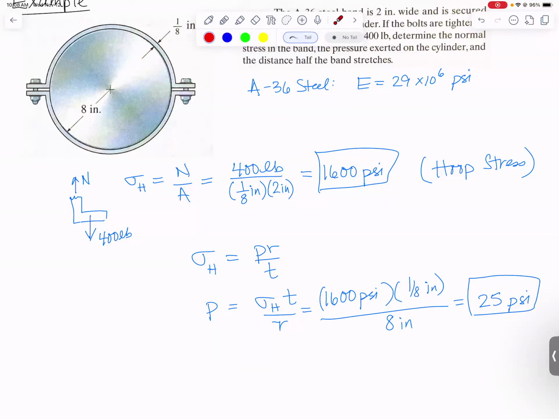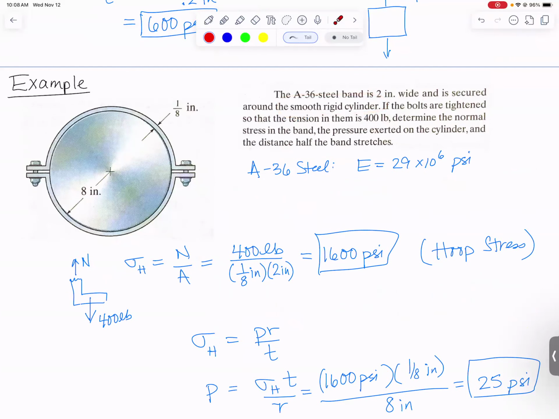It may not have looked like a thin wall pressure vessel situation, but because this band goes around a big radius of 8 inches with a thickness that's much smaller, 1/8 of an inch, that stress around the circumference, which we call hoop stress, has to be related to the actual pressure that gets built up at that interface.